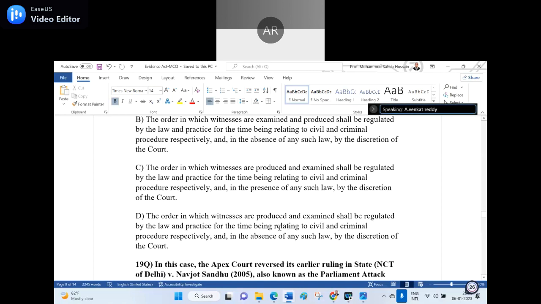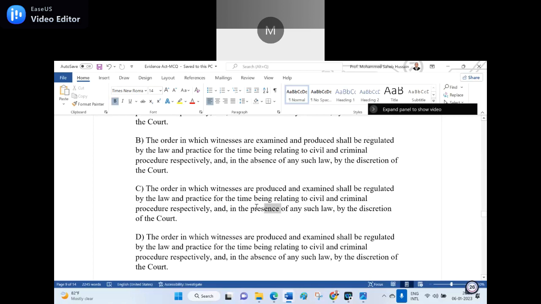C. The order in which the witnesses are produced and examined shall be regulated by the law and practice for the time being related to the civil and criminal procedure respectively, in the presence of any such law. It is not the presence of any such law; it is the absence of any such law. Is it clear? Then what is the right answer? Option D. This shows your IQ, your intelligent quotient. Just compare it, and definitely your eyes will palpitate at the wrong place.